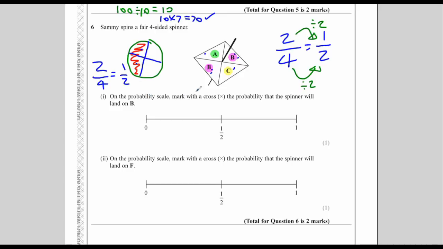On the probability scale, mark with a cross the probability it will land on B. Let's chuck the cross on there.